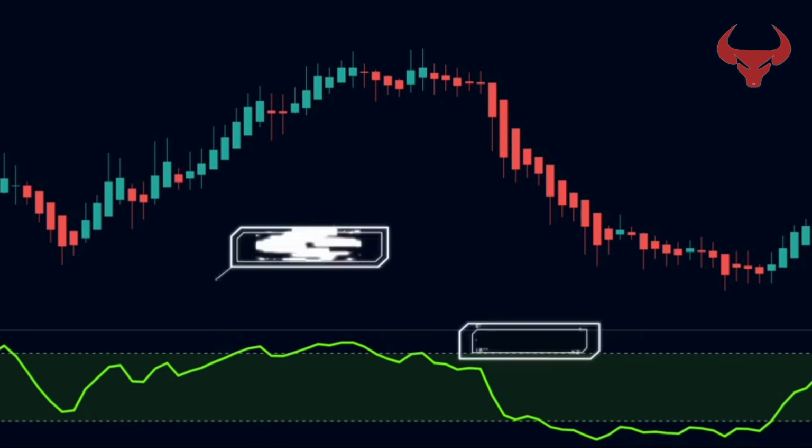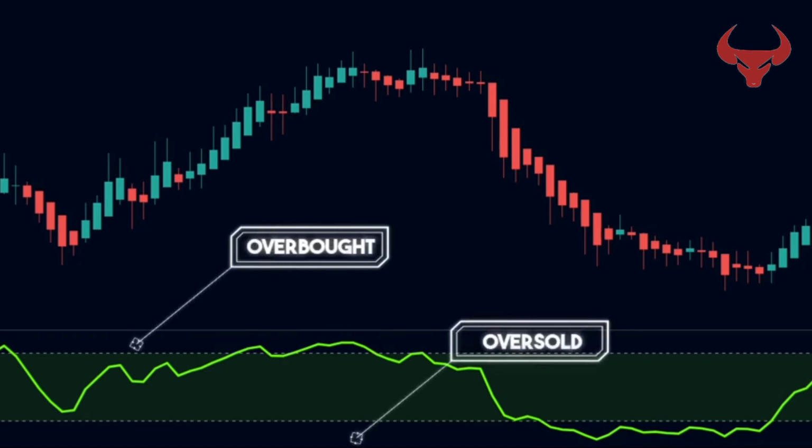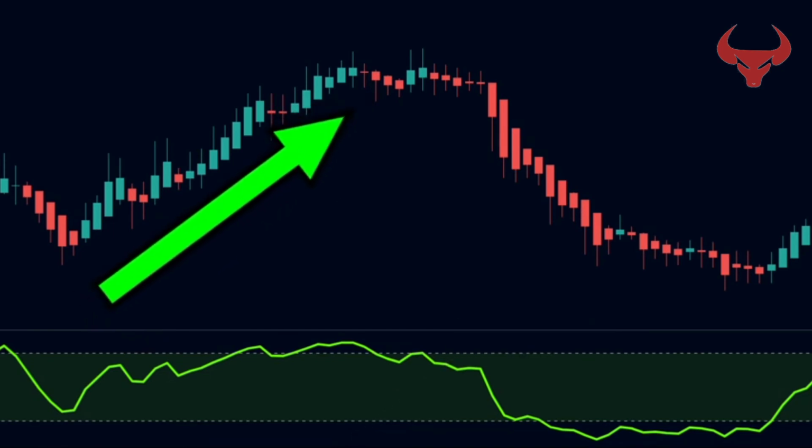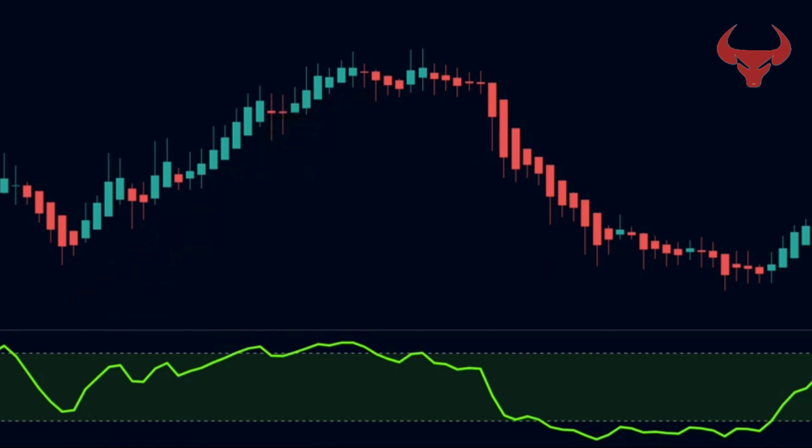So we will use the overbought and oversold levels of the RSI and combine it with the Heikin-Ashi candles to trade. Look at this chart. Here we can see that the stock made a strong up move here. Now, we see the RSI and notice that the value of the RSI is above 70, which means that it is in an overbought area. So we can expect the price to fall.